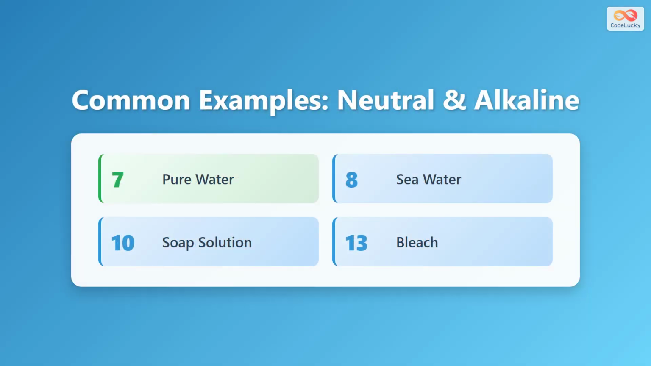Moving to neutral and alkaline substances, pure water has a pH of exactly 7, making it perfectly neutral. Seawater is slightly alkaline at pH 8, which is important for marine ecosystems. Soap solutions typically have a pH around 10, which helps them clean effectively by breaking down oils and dirt. Household bleach is strongly alkaline at pH 13, making it a powerful cleaning and disinfecting agent. These examples show the range of substances we encounter daily.